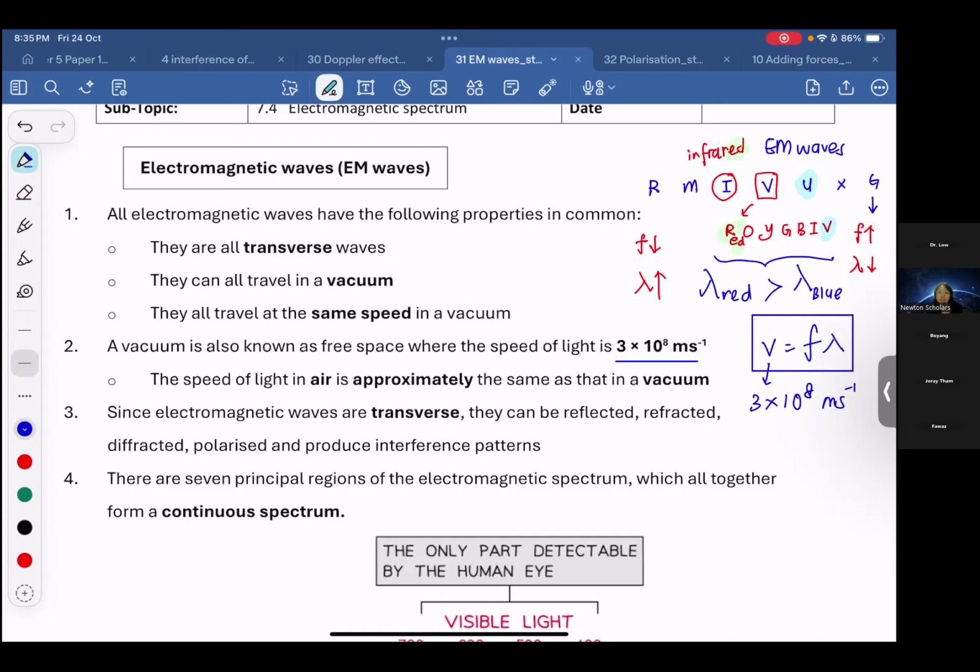All these EM waves are transverse. They can be reflected, refracted, diffracted, polarized, and show interference. Some of these terms may be new for you, but we will learn them. Reflect, refract, diffract, interference. If you are an SPM student, you know about this already. But if you are an IG student, you don't know about interference. Polarization is a new topic in our A level.